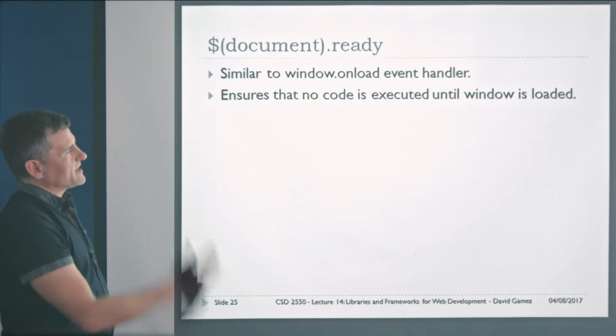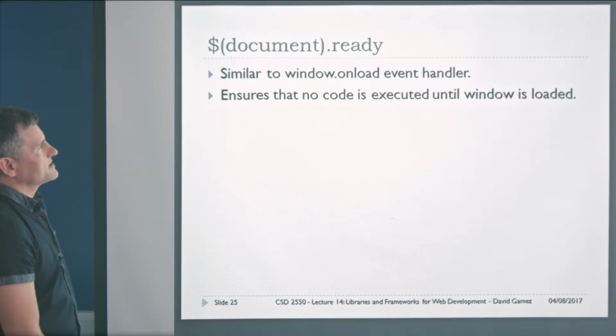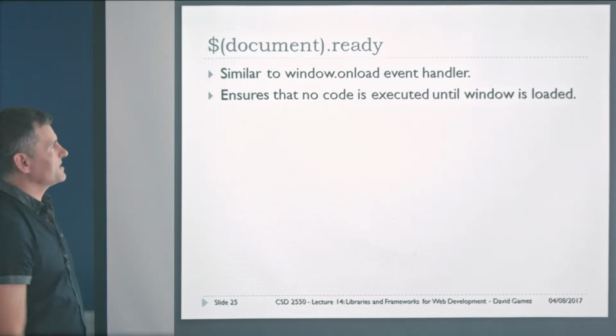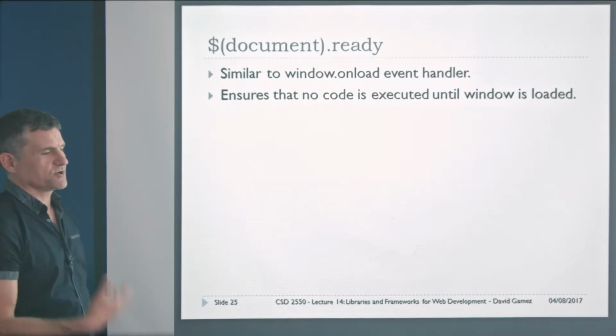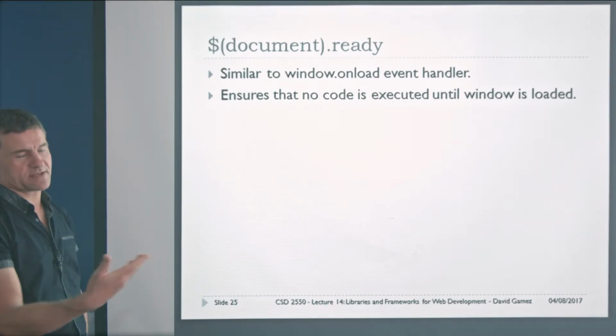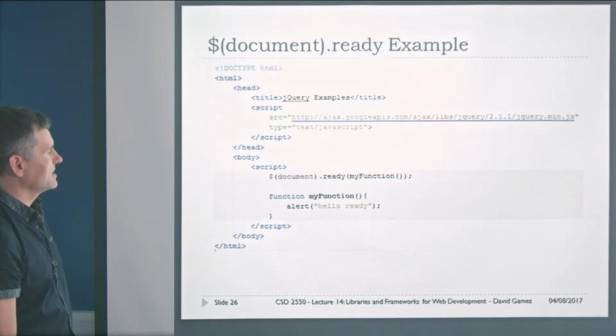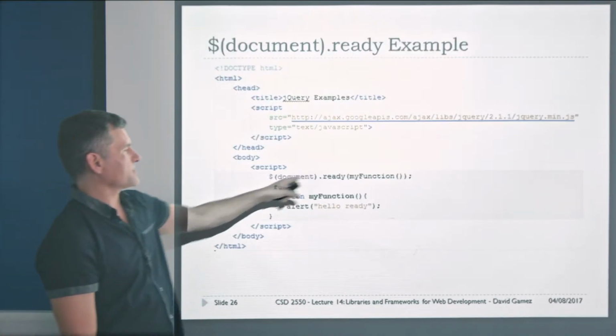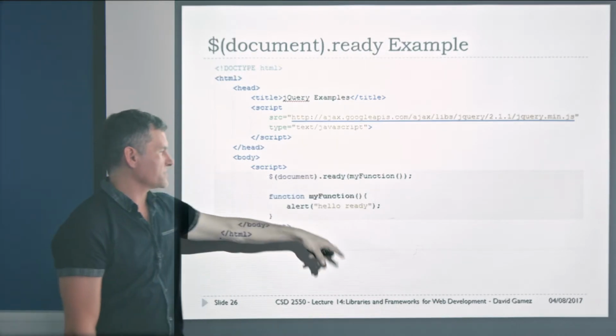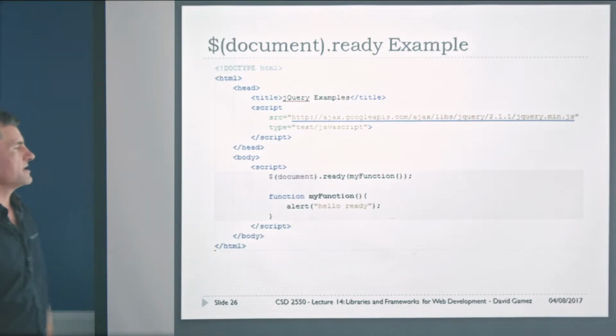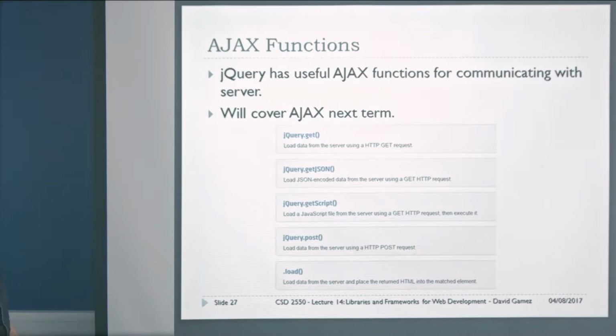So another typical event you might need to invoke is document ready. This is similar to the window onload event, and makes sure that the code is only executed when the window is loaded. So not particularly exciting, but we just have document ready. We're going to execute my function here, and that's what happens.